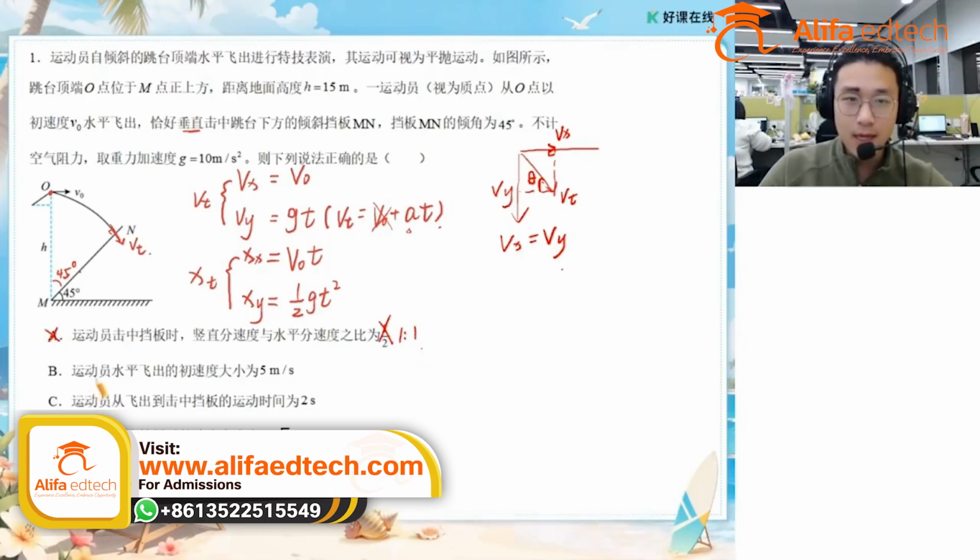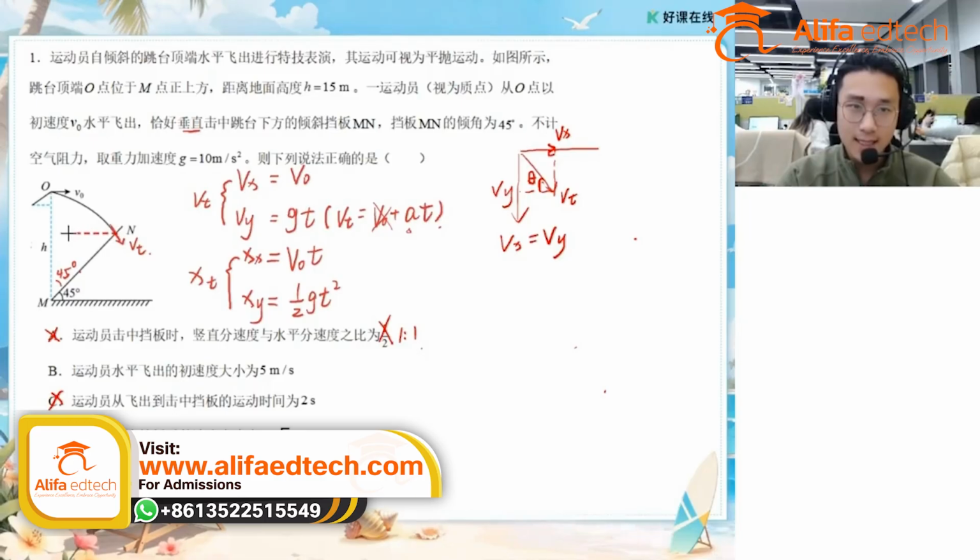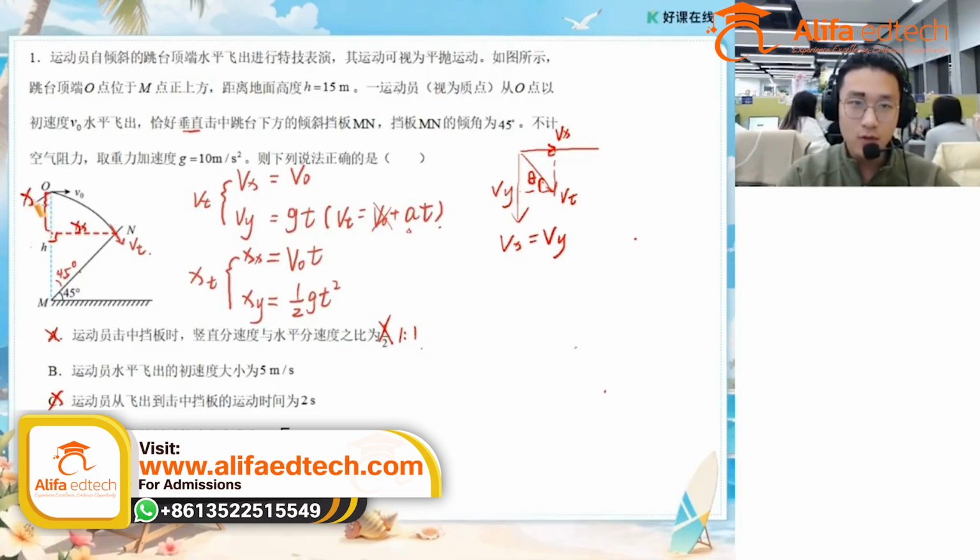Now let's look at option B, the initial horizontal velocity of the athlete, which it says is 5 meters per second, so we'll have to calculate it. We need to take our velocity and plug it back into our displacement. Looking at the diagram again, the horizontal displacement is from this intersection to where we draw a vertical line. This is the horizontal displacement, and the vertical displacement is this upper segment.